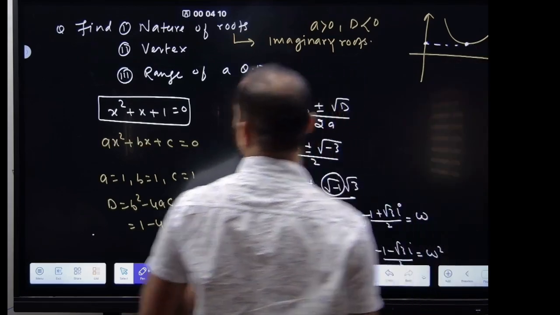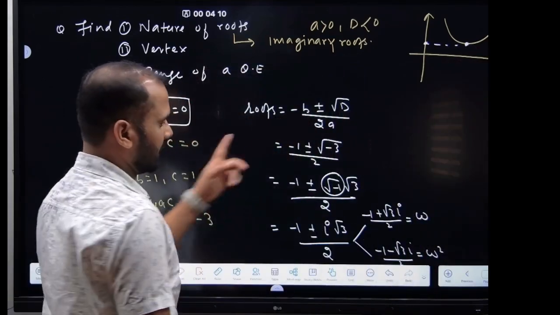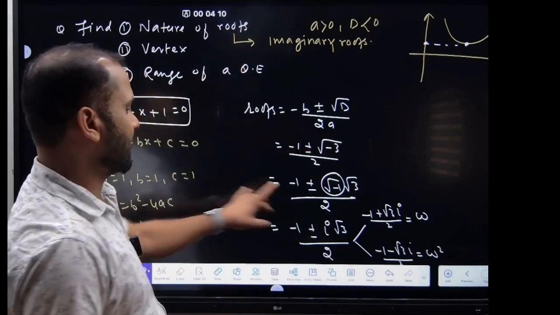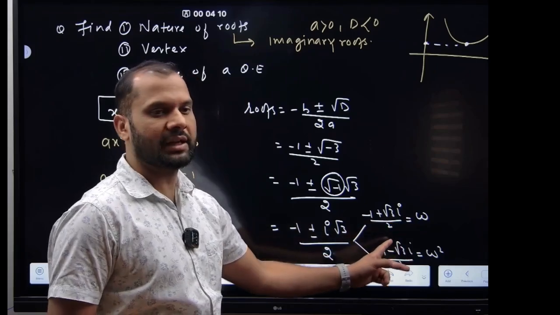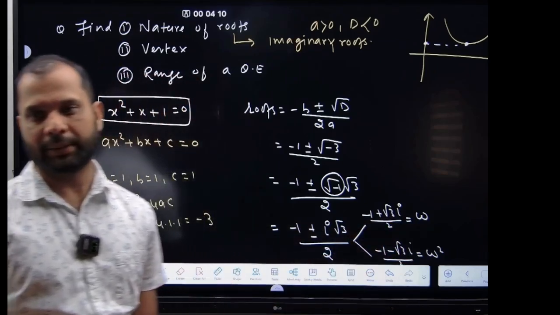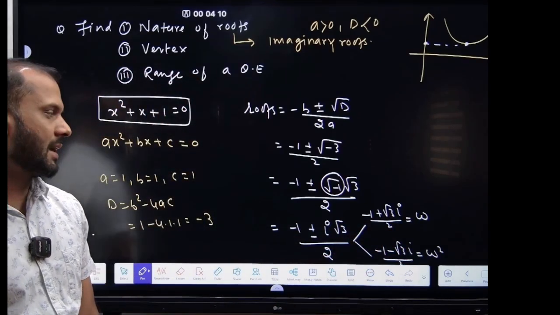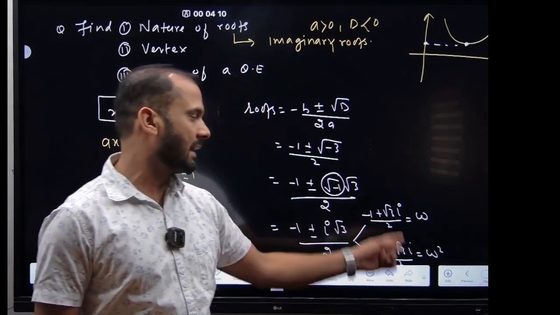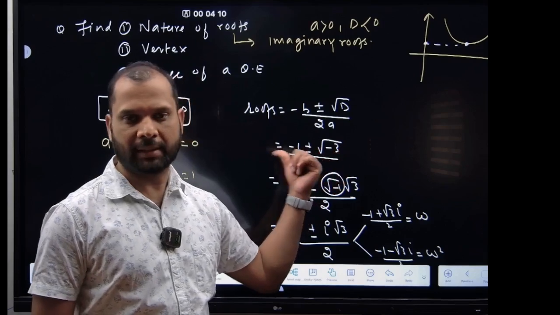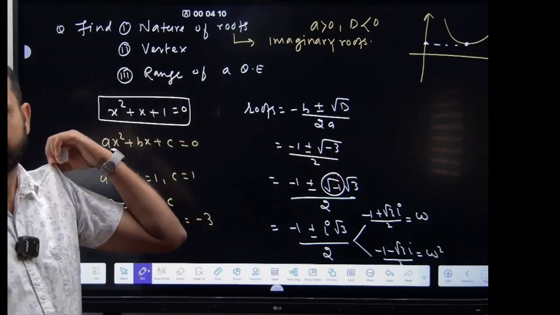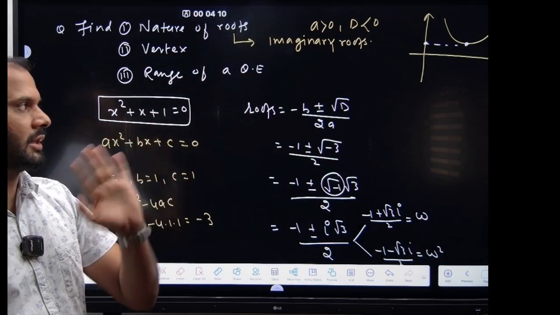Now, what is the vertex? So, this we got, right? If they are asking the roots of this equation, the roots are minus 1 plus root 3 i by 2 and minus 1 minus root 3 i by 2. We call these imaginary roots. Why imaginary? Because i is coming. In real numbers, you will not get root under minus 3. Correct? So, imaginary roots means it is not intersecting the x axis.